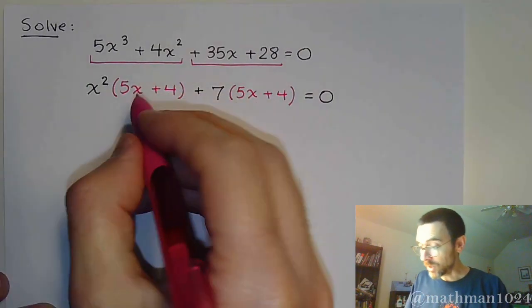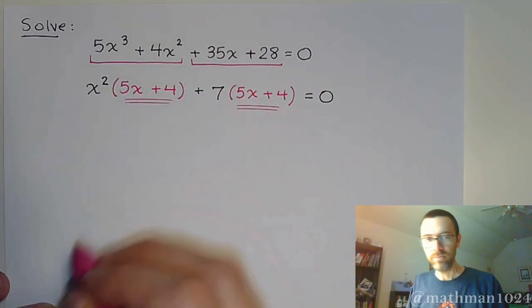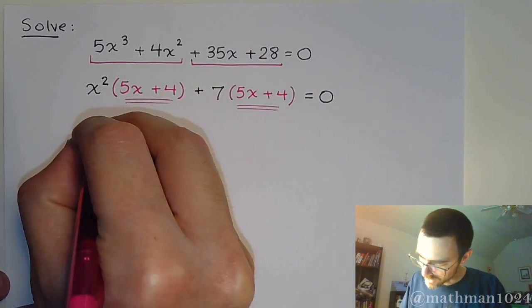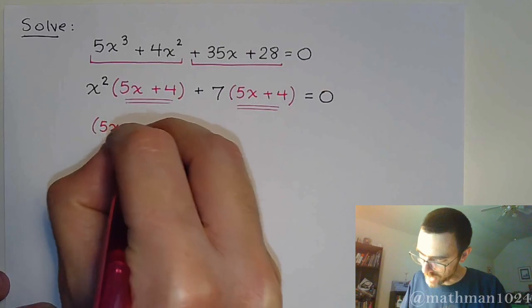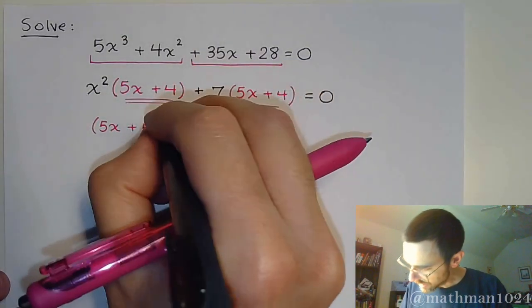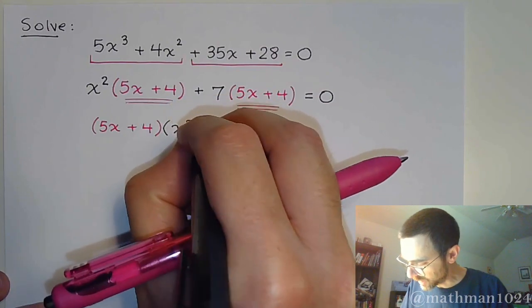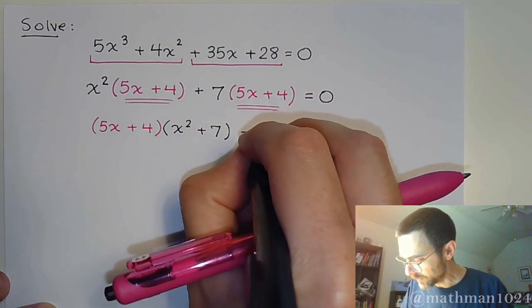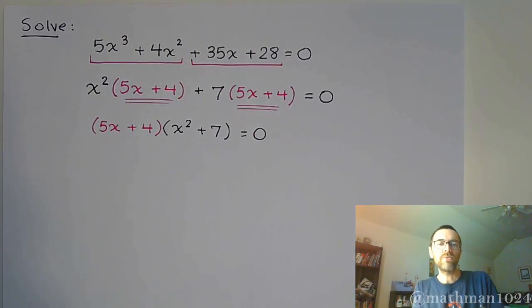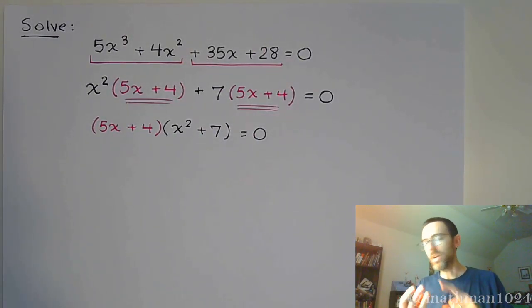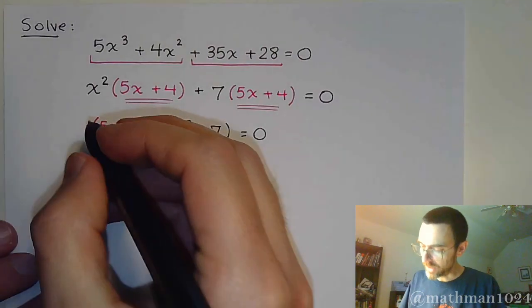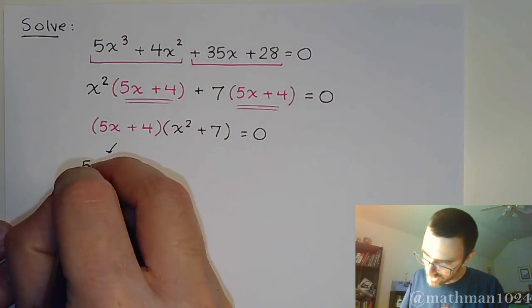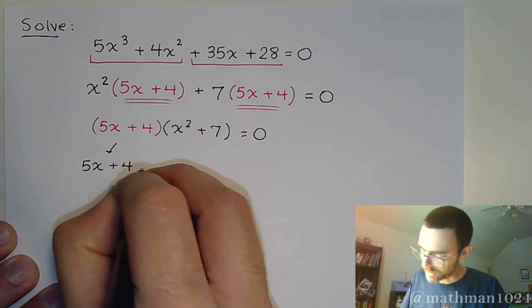Since these are exactly the same, we're going to factor that out front, just like we would do with factoring by grouping. And now we have x squared plus 7 over here. Now I want you to understand that so far we haven't done anything with completing the square or the quadratic formula, because there's been no need and no setup where we could do that. This is a factoring problem first and foremost. Using the zero factor theorem, you would set each factor equal to 0. So 5x plus 4 is equal to 0.